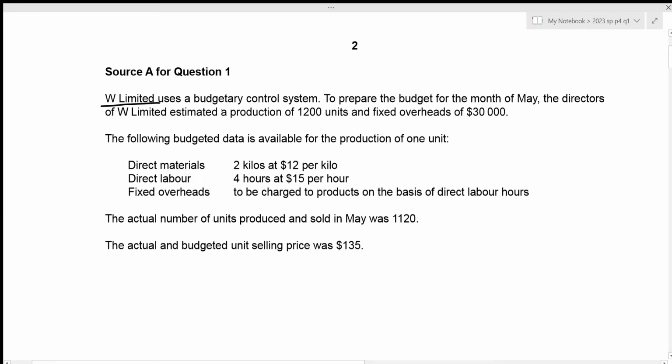W Limited uses a budgetary control system. To prepare the budget for the month of May, the directors of W Limited estimated a production of 1,200 units and fixed overheads of 30,000. The following budgeted data is available for the production of 1 unit.